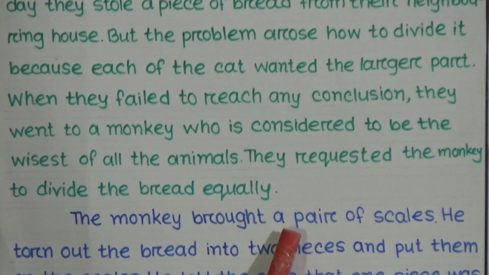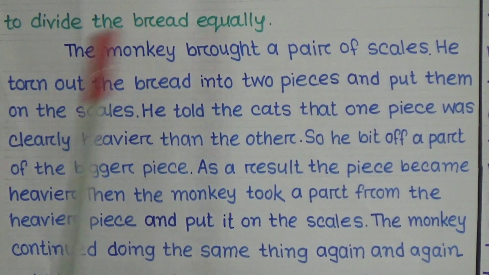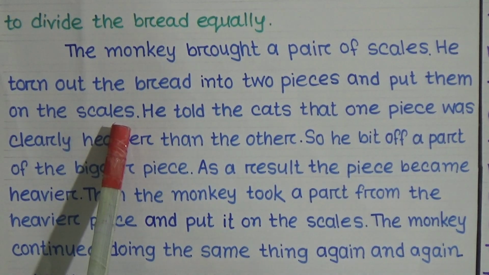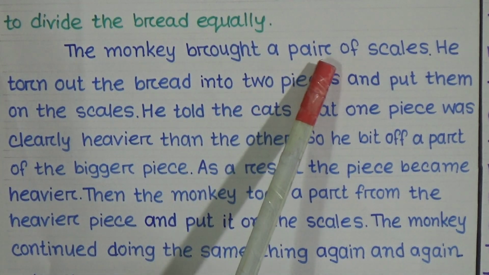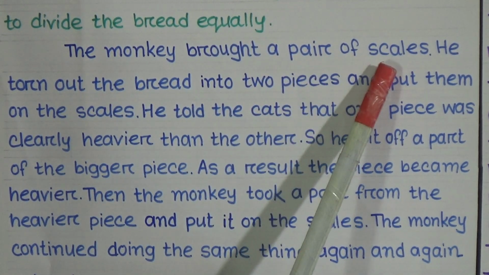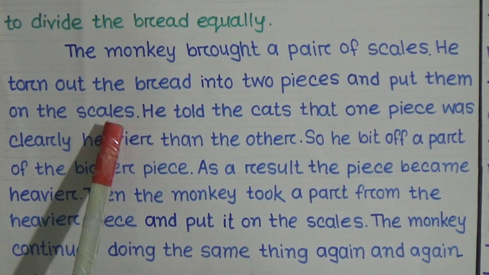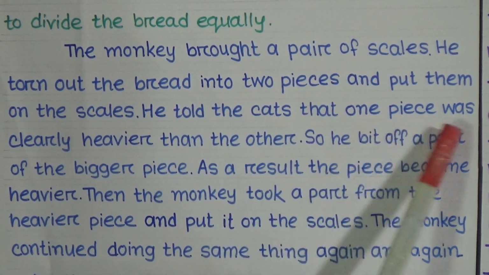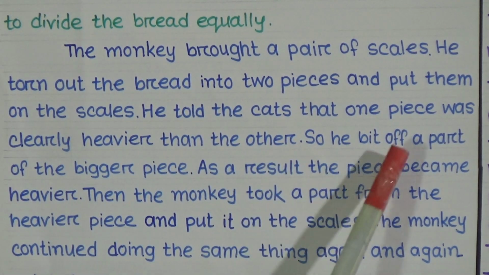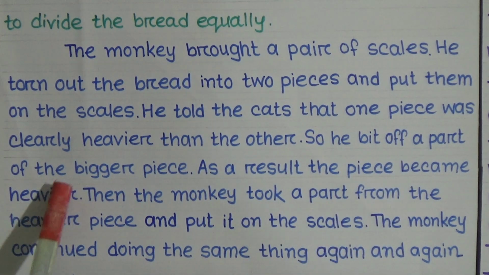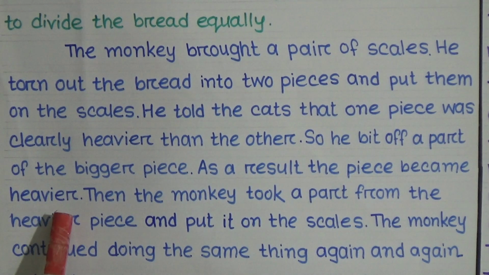The monkey brought a pair of scales. He turned out the bread into two pieces and put them on the scales. So to divide the bread equally, the monkey first brought a pair of scales. Then he turned out the bread into two pieces and put them on the scales. He told the cats that one piece was clearly heavier than the other. So he bit off a part of the bigger piece. As a result, the piece became lighter.